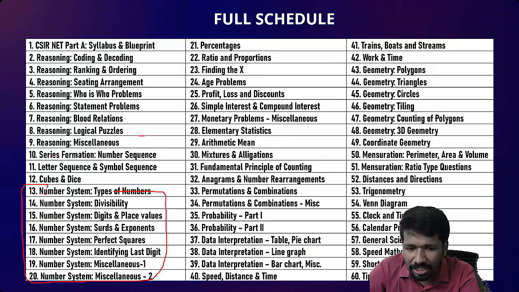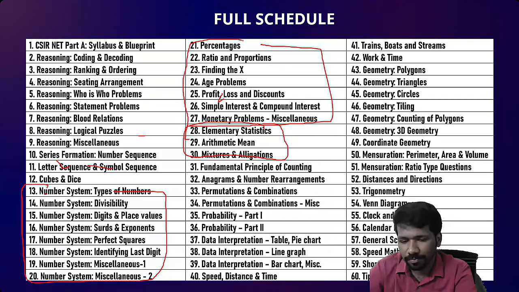Now comes the algebra unit. Algebra unit: percentage, ratio, proportion, finding the x, age problem, profit loss, simple interest, monetary problem. This much is directly algebra units. Now these are also algebra units, but statistics related algebra units.